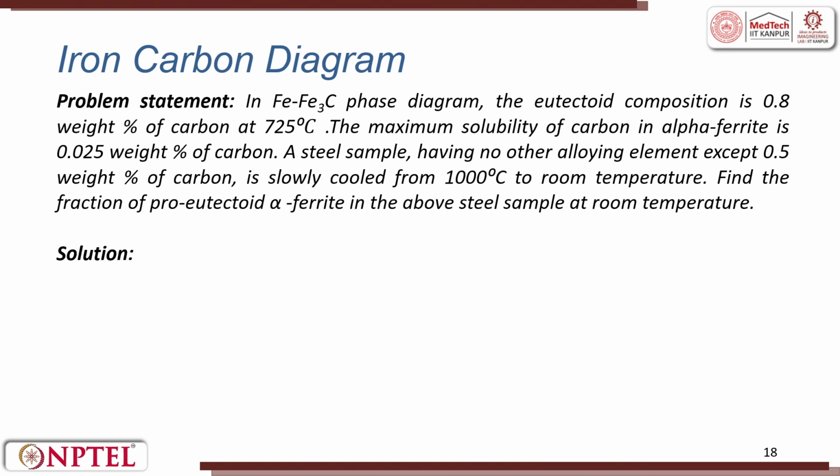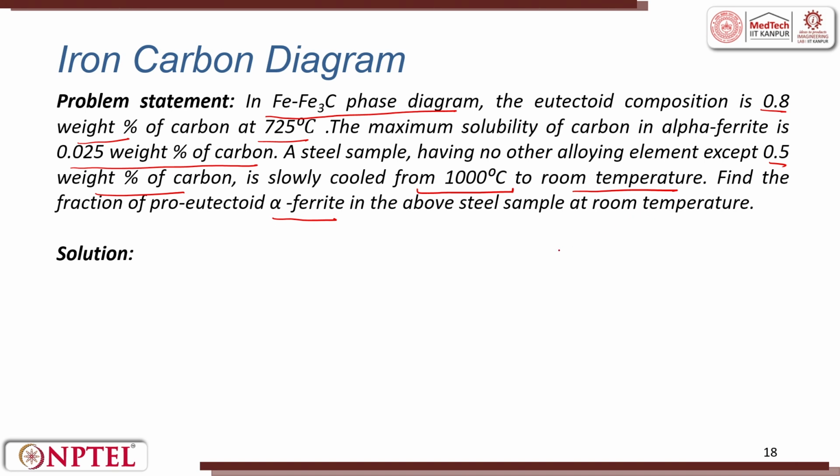Okay, there is another problem statement which I will leave for you. In the iron cementite phase diagram, that is the iron carbon phase diagram, the eutectoid composition is 0.8 weight percent at 725 degrees centigrade. The maximum solubility of carbon in alpha ferrite is 0.025 weight percent. A steel sample having no other alloying element except 0.58% of carbon is slowly cooled from 1000 degrees to room temperature. Find the fraction of pro-eutectoid alpha ferrite in the above steel sample at room temperature.